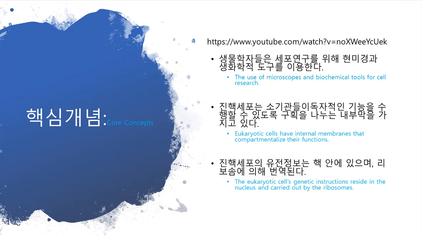Now, today's lecture. In today's lecture, we'll look at 7 key core concepts. The first concept, we'll have a look at the different types of microscopes and the biochemical tools used for cell research by biologists. In key concept number 2, we'll look at eukaryotic cells and how their internal membranes compartmentalize their functions. In key concept number 3, we'll have a look at the eukaryotic cells' genetic instructions, where they're housed and how these instructions are carried out by the ribosomes inside the cell.